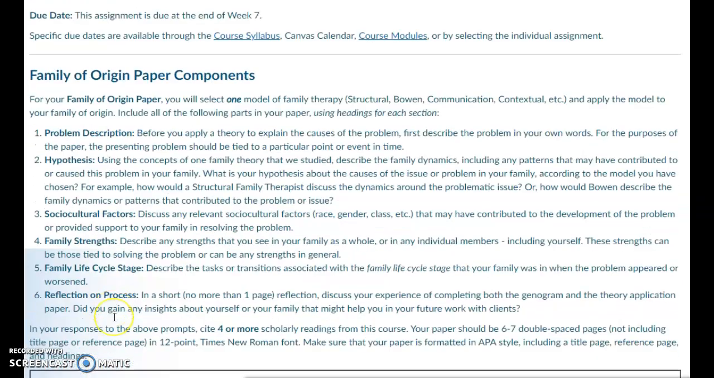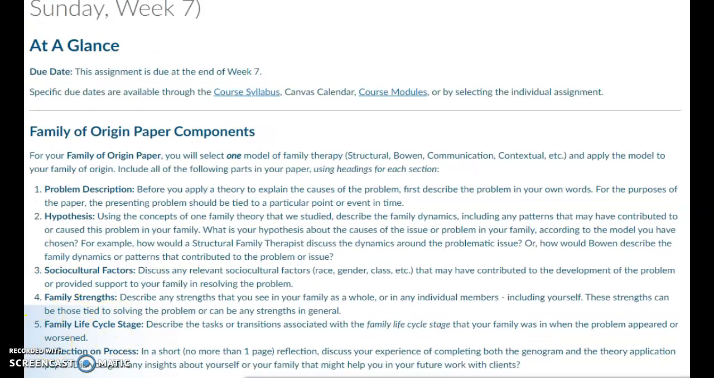So then please use these 6 headings to organize your paper. It could be good to use these as headings within the APA format. It would just provide some good organization. So you will first be describing the problem. This can be any problem which your family has faced.